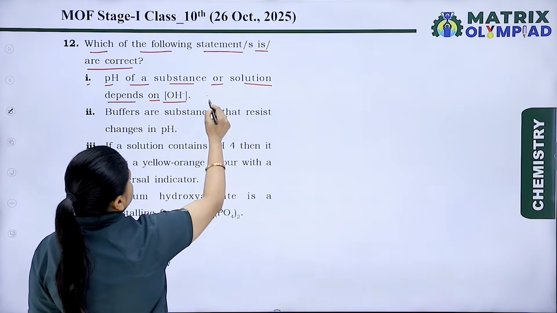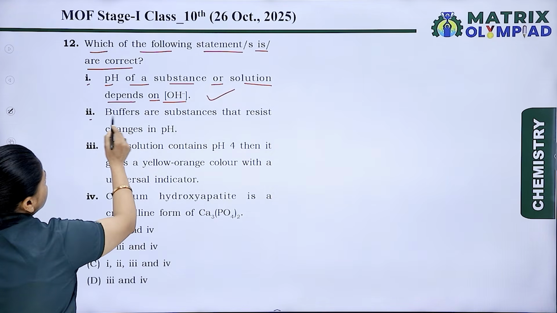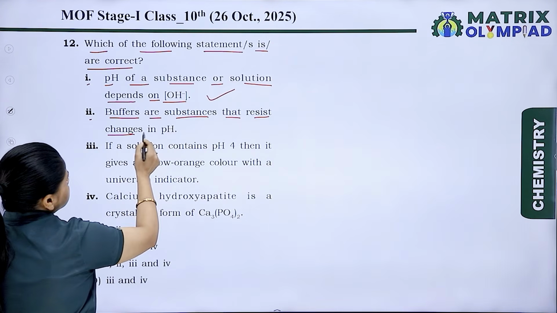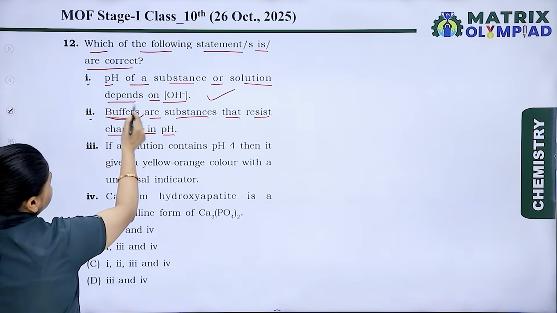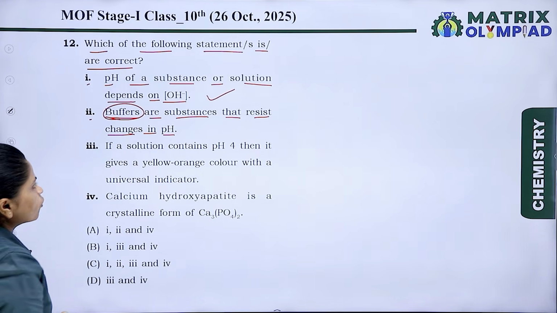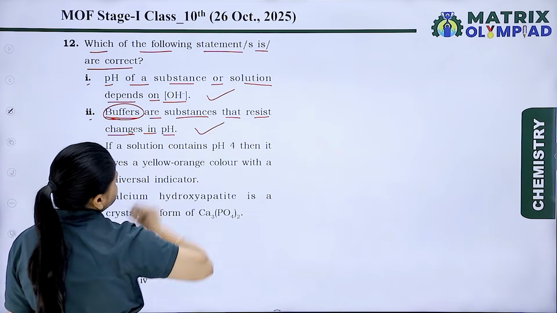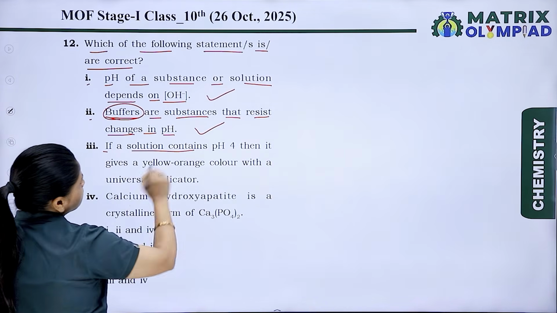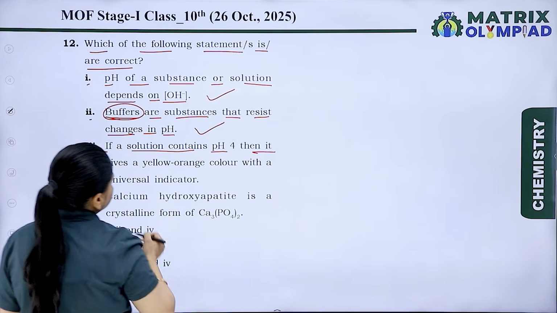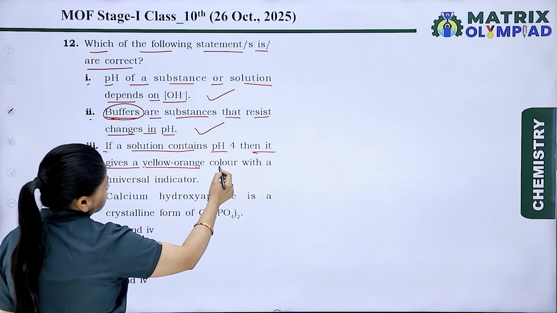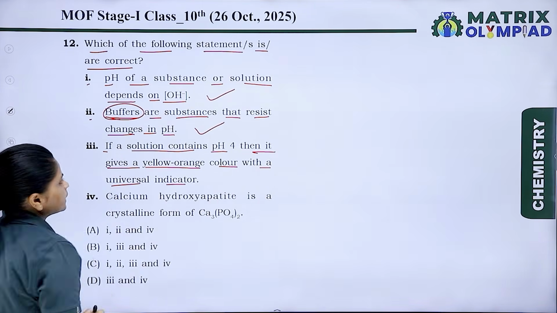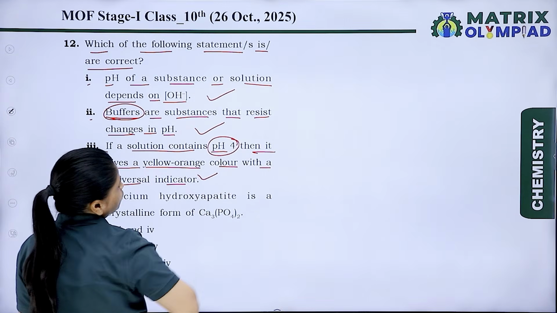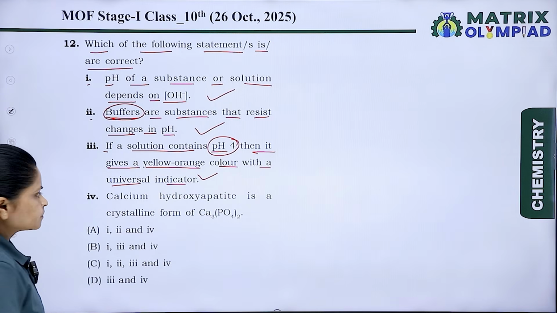Yes, this is correct. Second, buffers are substances that resist changes in pH. Yes, buffers prevent the change of pH. So, this is again correct. If a solution contains pH 4, then it gives yellow-orange color with universal indicator. Yes, this is again correct because pH 4 is a weak acid.